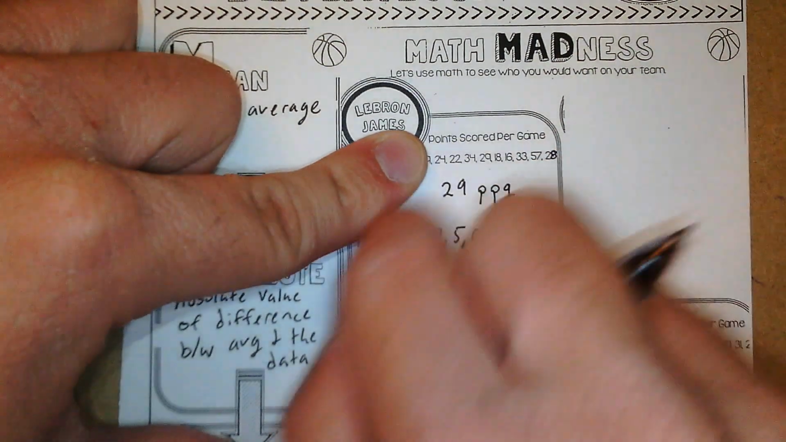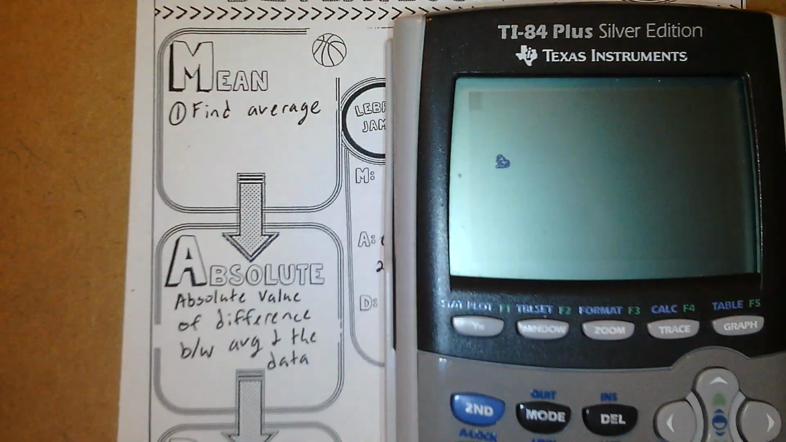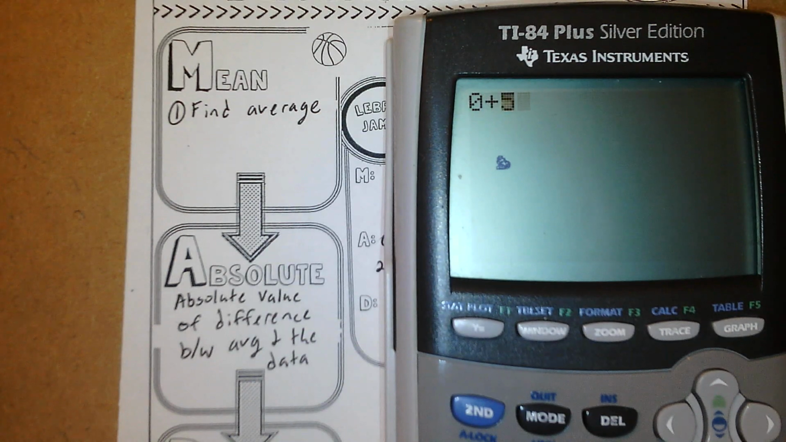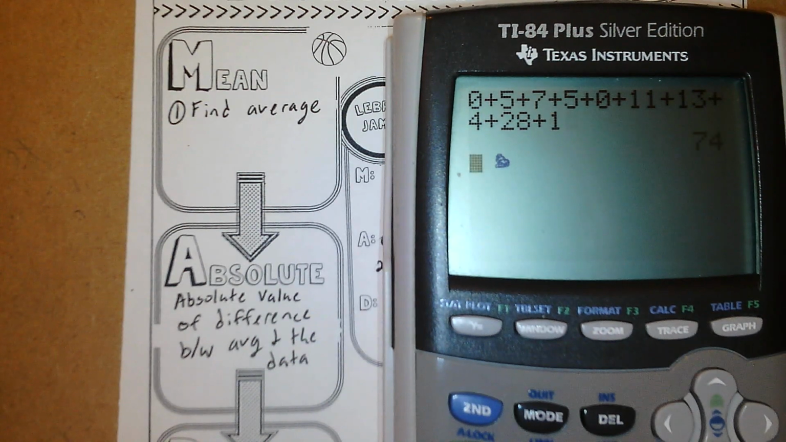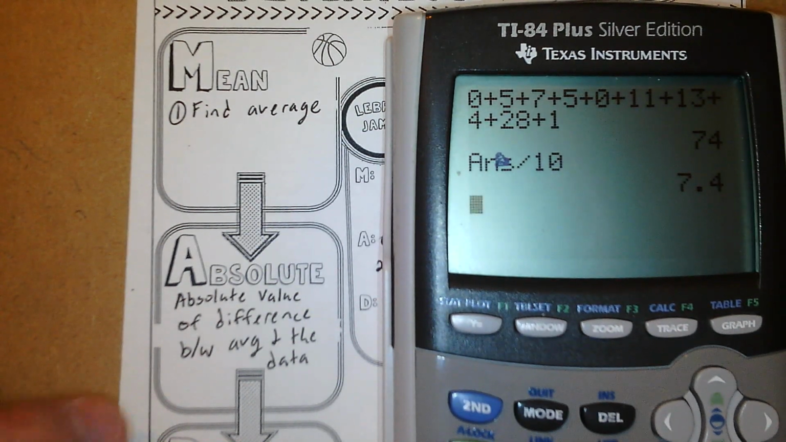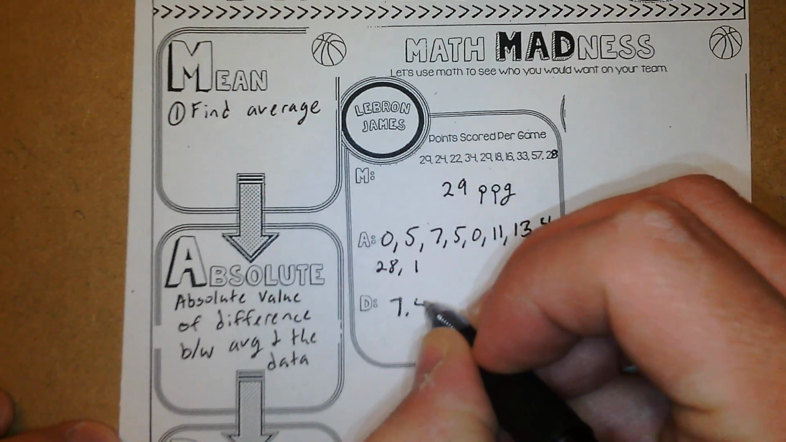Then we add these all up together: 0 plus 5 plus 7 plus 5 plus 0 plus 11 plus 13 plus 4 plus 28 plus 1. That gives me 74. Then we divide it by 10 because we have 10 sets of data, and I get 7.4. So my deviation is 7.4.